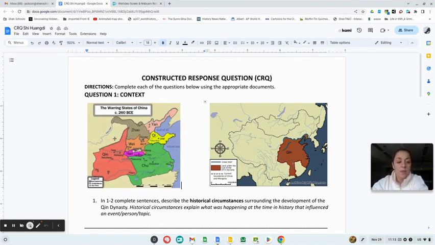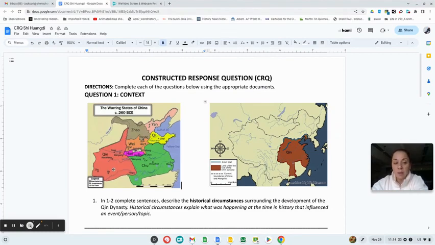All right, so in this map on the left, what is happening? This is the warring states of China, meaning these are independent states of each other. Each different color represents a different state. Remember when we learned about that? That there were 7 warring states. The Qin was one of those 7 states.